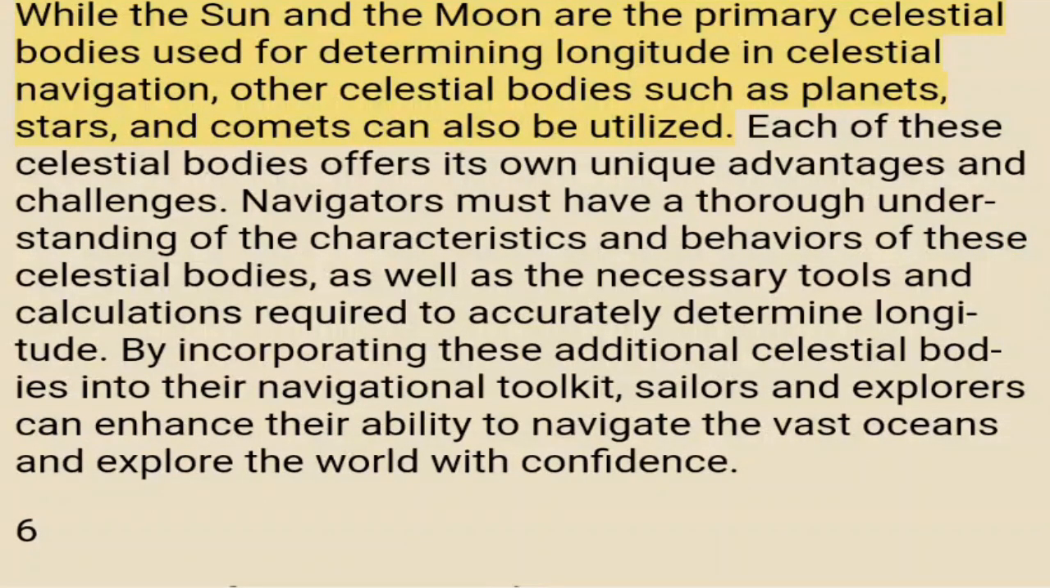Conclusion. While the Sun and the Moon are the primary celestial bodies used for determining longitude in celestial navigation, other celestial bodies such as planets, stars, and comets can also be utilized. Each of these celestial bodies offers its own unique advantages and challenges. Navigators must have a thorough understanding of the characteristics and behaviors of these celestial bodies, as well as the necessary tools and calculations required to accurately determine longitude.